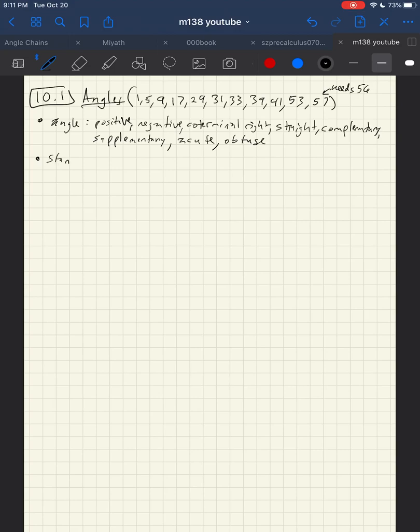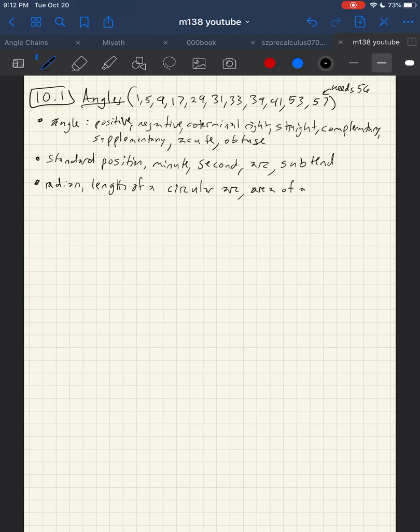Then we're going to have standard position, we're going to have minute, second, we're going to have arc, a fun verb, subtend, then we've got radian, which is going to go with the length of a circular arc, and the area of a circular sector. All right, so I would ask that you work through examples 2 and 3 in the book.